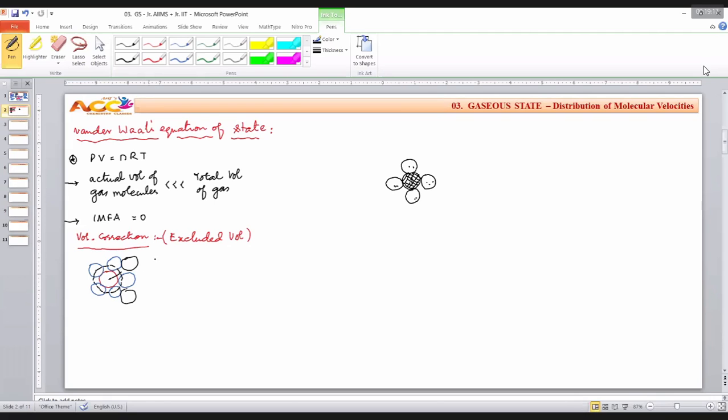Now see what I am writing. Volume excluded per pair of molecules is equal to volume. What is that volume? Volume excluded.